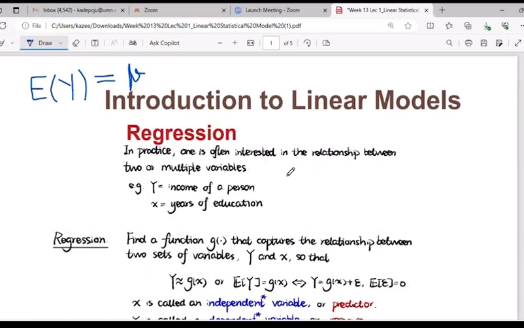Y is going to be random, just like the way we've been doing. X is not going to be random; it's going to be fixed. So then what is the intention? Now, let me tell you this.